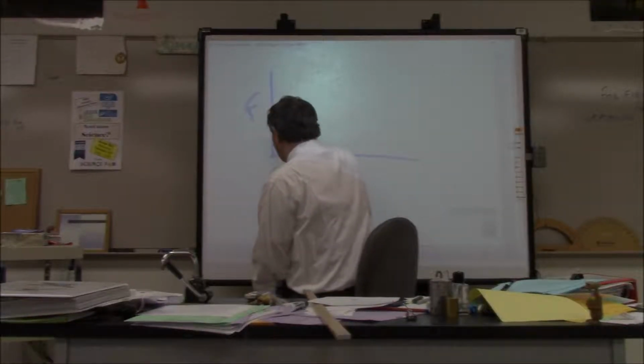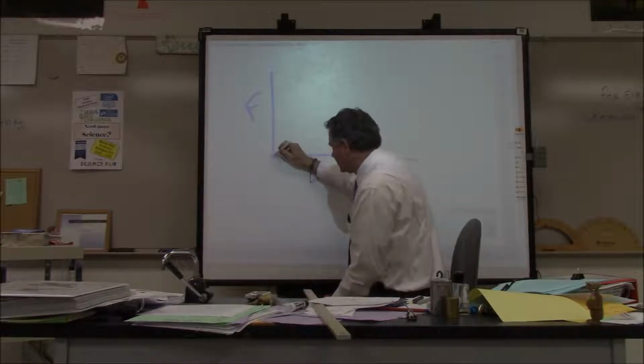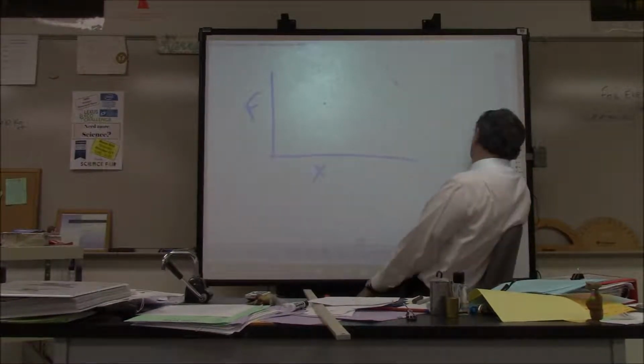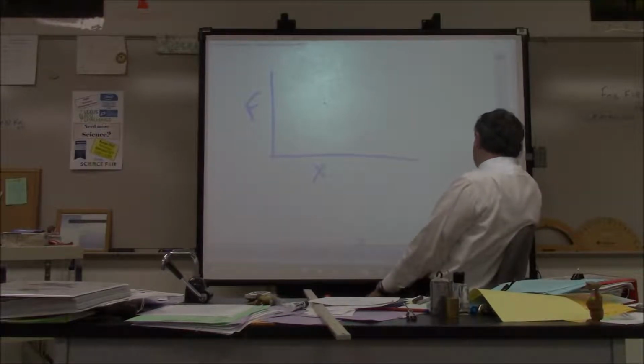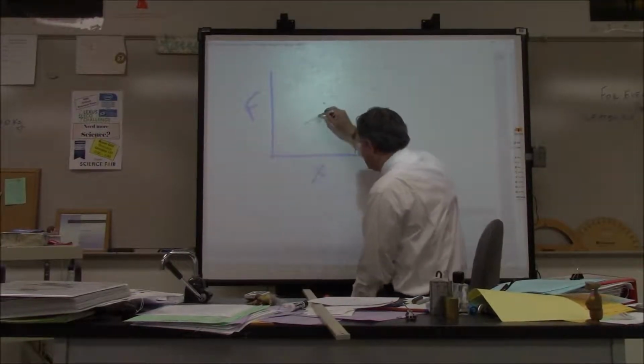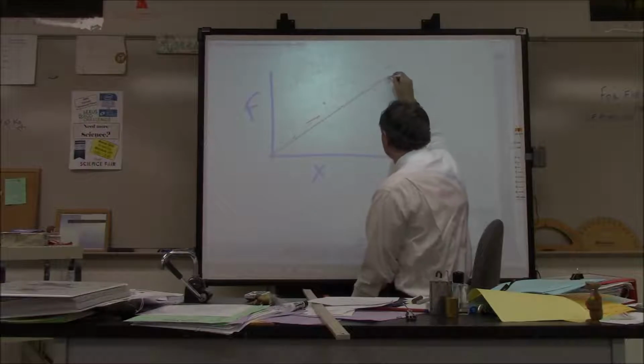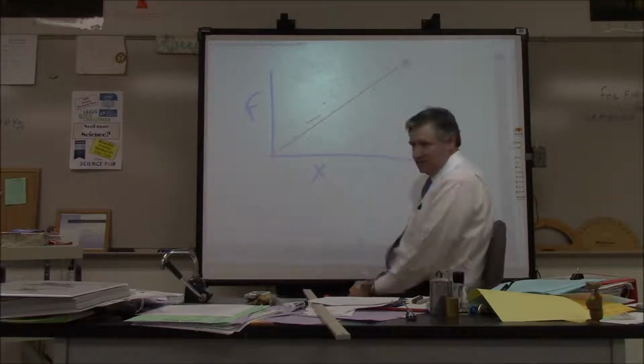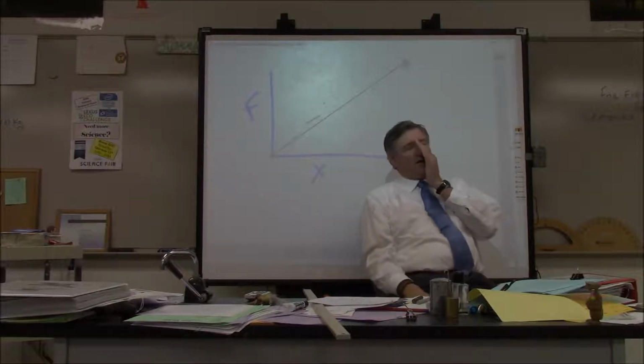So here's your graph, here's your elongation, okay? And you got some data points, kind of like this, I'm guessing. And you're gonna come in here and draw your best fit line. Okay, split the difference, there's your line. Cool.